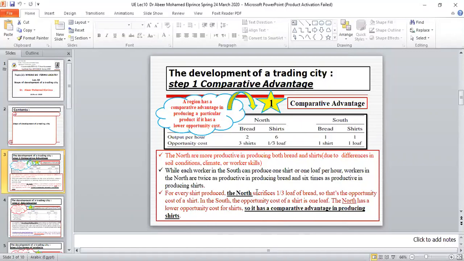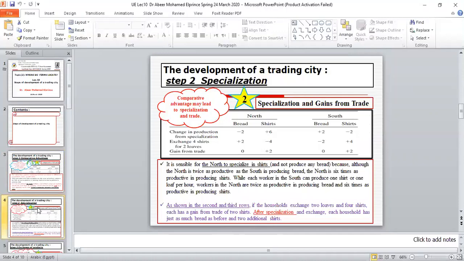When it produces 1 shirt, it sacrifices 1/3 loaf of bread. So the opportunity cost of a shirt in North is low, but in the South it's 1 loaf. So North has a comparative advantage in producing shirts. So number 1, there must be a comparative advantage. And where there is a comparative advantage, number 2, step 2, specialization and gains from trade.